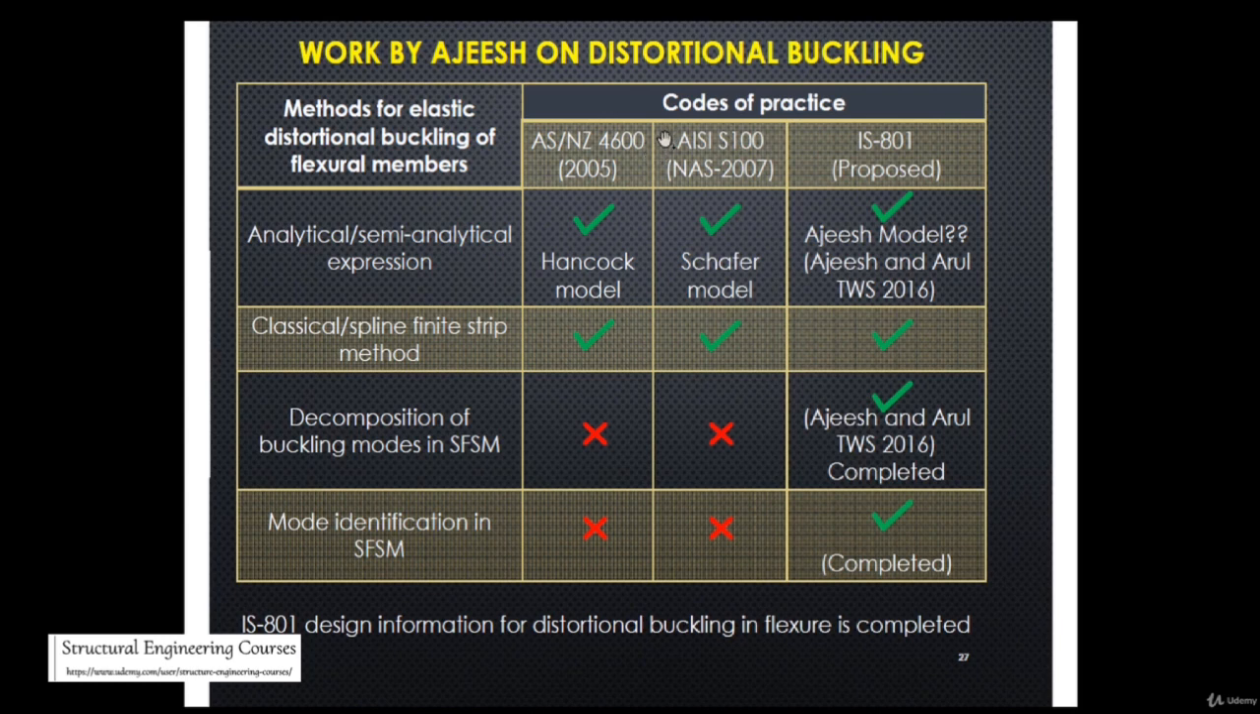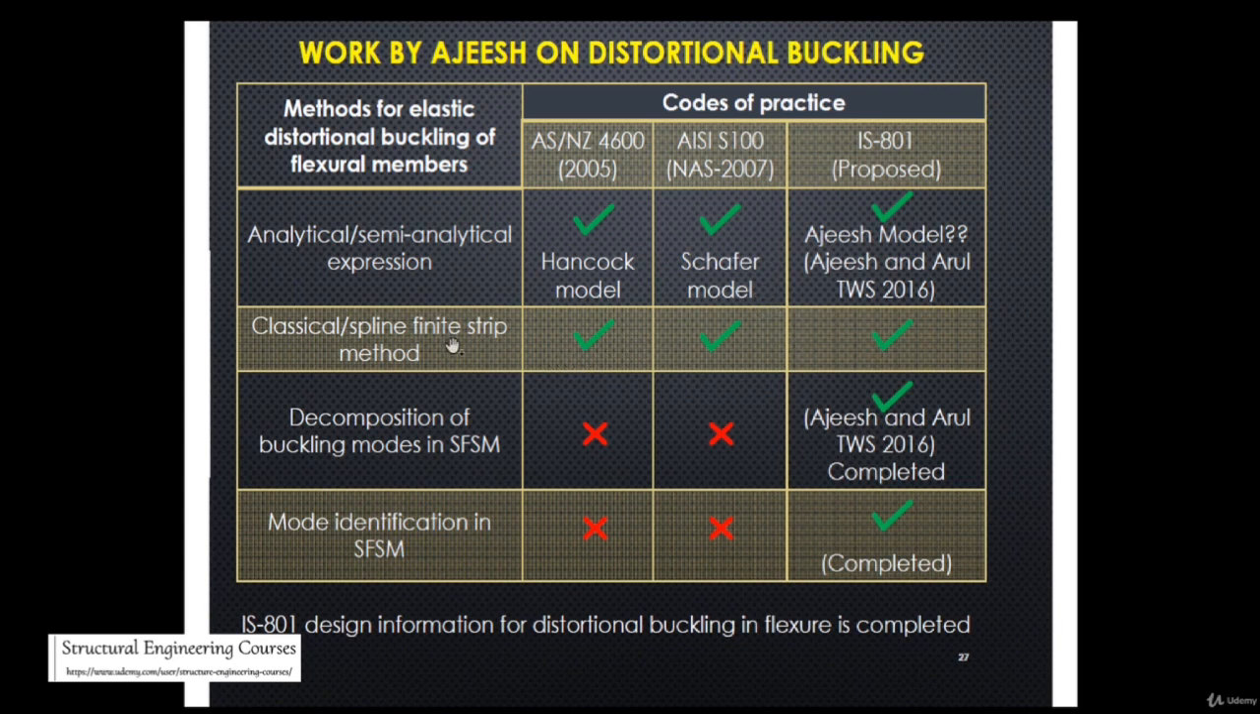What exactly are the codes of practice for the design of structural steel? One is AS/NZS 4600, that is the Australian or New Zealand code. It was released in the year 2005, and the analytical expression followed in this code is the Hancock model. After that, AISI S100, in which basically the Schafer model is used. And after that, IS 801, that is the Indian standard, in which the Ajeesh and Arul model of 2016 is used.